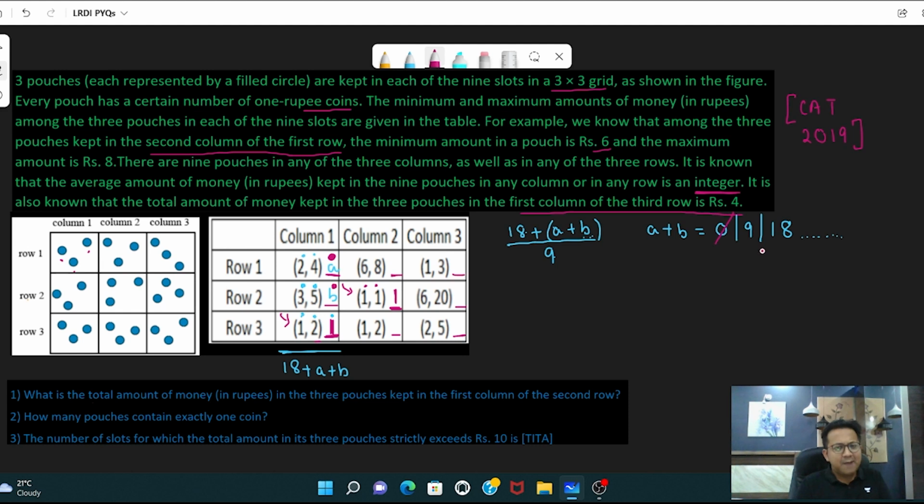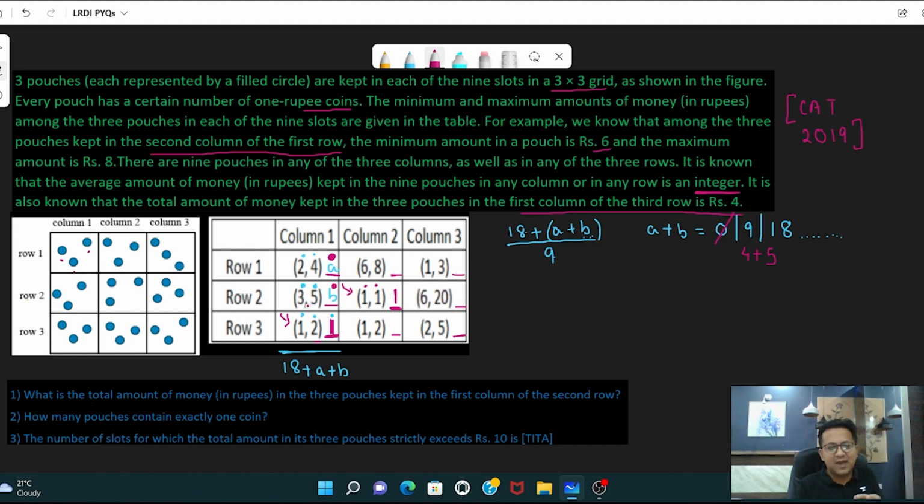Can you have a 9? Absolutely. How can you have a 9? The only way of getting a 9 would be 4 plus 5. Will you agree? Why can it not be 3 plus 6? Remember, it cannot be 3 plus 6. Why? Because B cannot be 6.